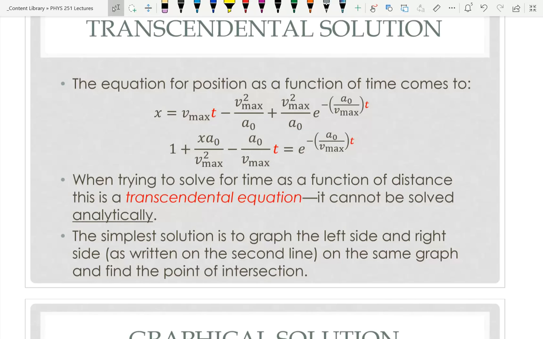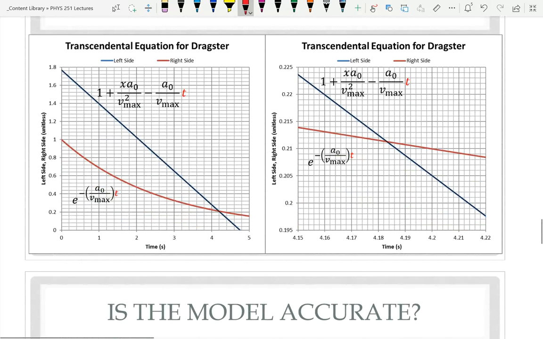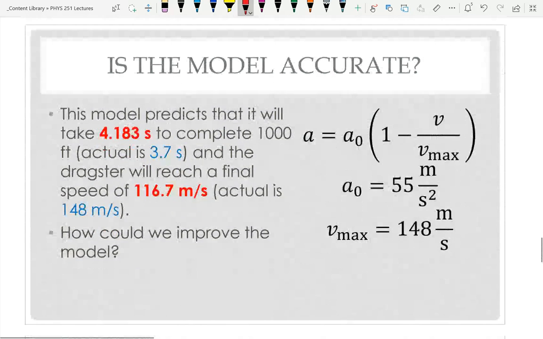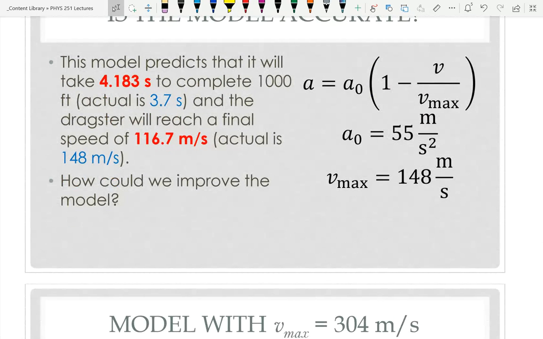That is, you're not going to put something in your calculator and get numbers. But what you can do is graph it. I've arranged it so this here is the left side and this here is the right side. Then using the values for A0 and the final speed that it has when it finishes the race, I made a graph. The place where those lines cross, right here, and then I just zoomed in, is the time when the race is done. Using that, I get 4.183 seconds, which is too long. It was 3.7 seconds, I told you.